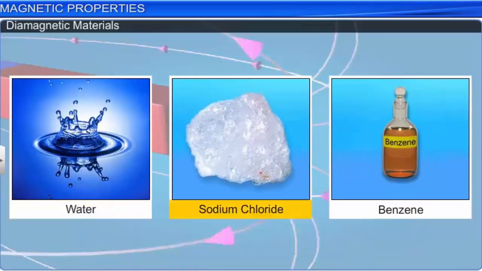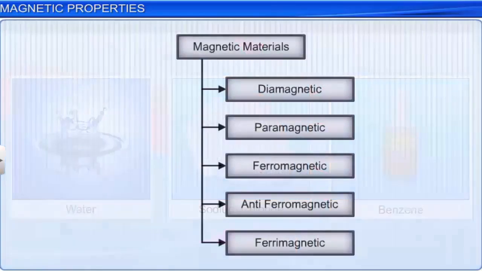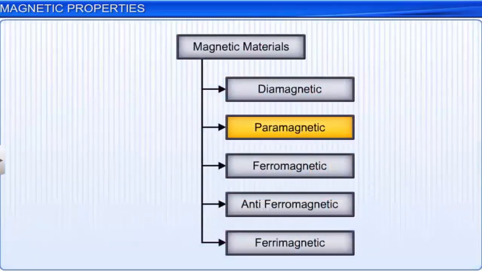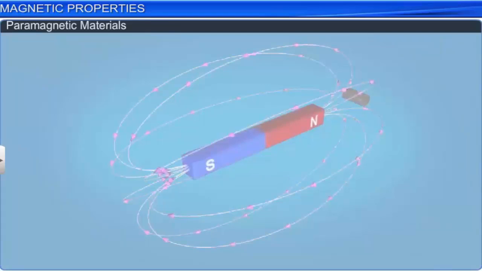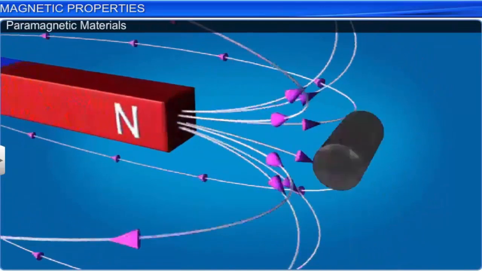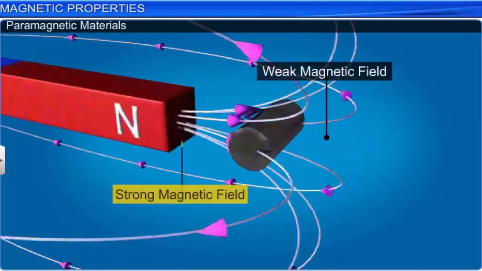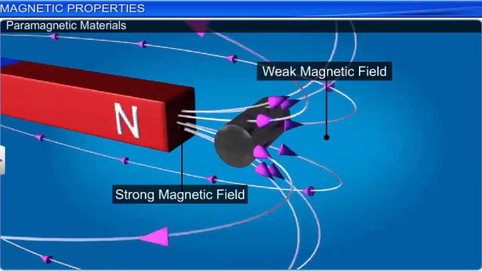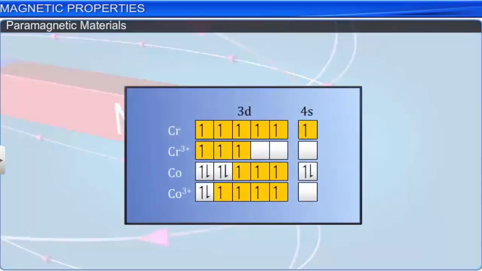Let's look at paramagnetic materials. Paramagnetic materials are materials that are weakly attracted by magnets. When a bar of paramagnetic material is placed in a non-uniform external magnetic field, it tends to move from a region of weak magnetic field to a region of stronger magnetic field. Paramagnetism is due to the presence of one or more unpaired electrons, which are attracted by the magnetic field. Some examples of paramagnetic materials are Fe3+, Cu2+, and Cr3+.